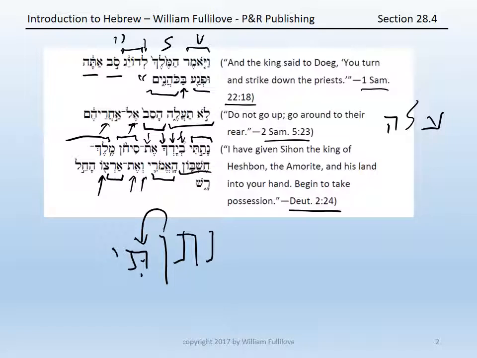And then two imperatives, hachel, hifil imperative masculine singular of halal, in this case not to profane, but the other meaning, to begin. And then rash, this is to take possession, yarash, qal imperative masculine singular of yarash.